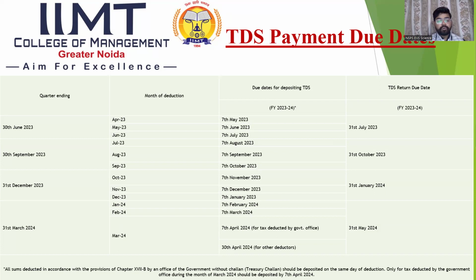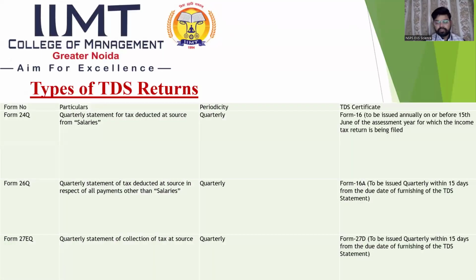All sums deducted in accordance with the provisions of Chapter 17B by an office of the government without challan should be deposited by treasury challan on the same day of deduction. Only for tax deducted by the government office during the month of March, it should be deposited by 7th April 2024. If any person deducts TDS, then he pays the TDS by the 7th of the next month. But if any government assessee deducts TDS, then deduction and deposit should be on the same day in case of a government office.